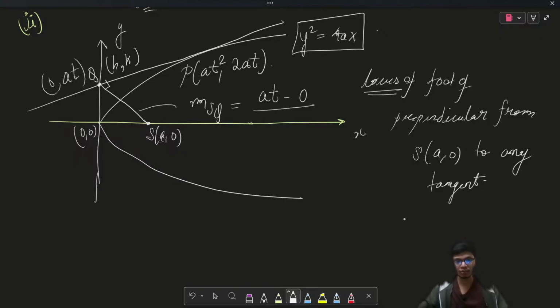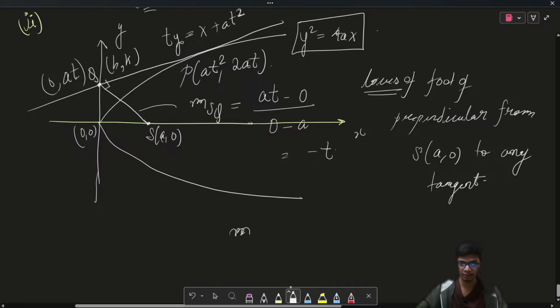Which you can easily obtain because you know the tangent equation is basically ty = x + at². So you put x equals 0, and you will get the value of y as at. So (0, at) is the coordinate of the point Q, and if I try to find the slope of SQ from this coordinate, that is at minus 0 divided by 0 minus a, and this will turn out to be t, right?